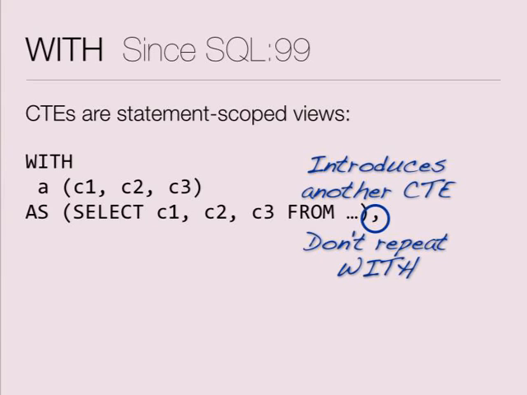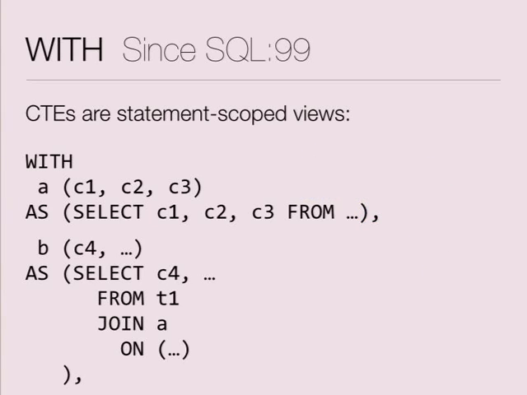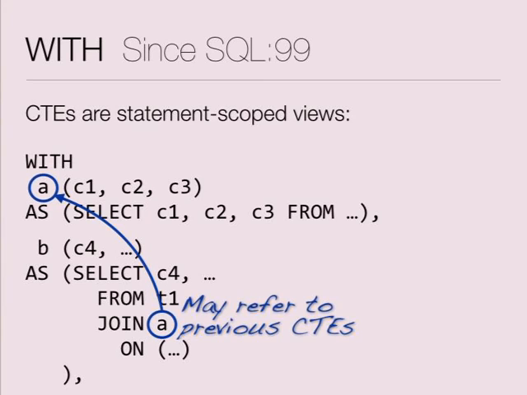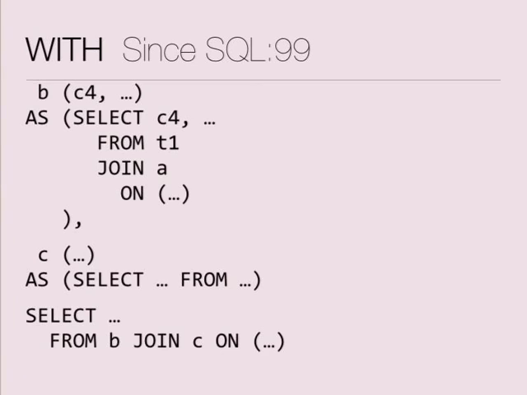You can then go on. You can write a comma there after that and add another common table expression. In that case, this common table expression can already refer to the previously defined ones. That's just fine. It kind of overlaps with lateral in this case, right? I don't think so.